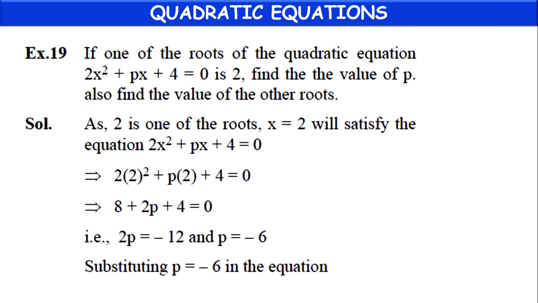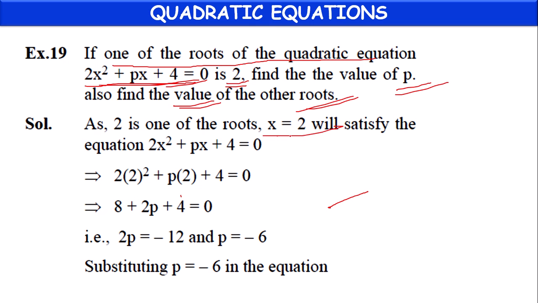Next, children, example 19. Here, if one of the roots of the quadratic equation is 2, find the value of p and find the value of the other root. So they have given one equation and they are telling that one root is 2, meaning one value of x is 2. Then what is the other root, and find the value of p also. So this is the given equation.